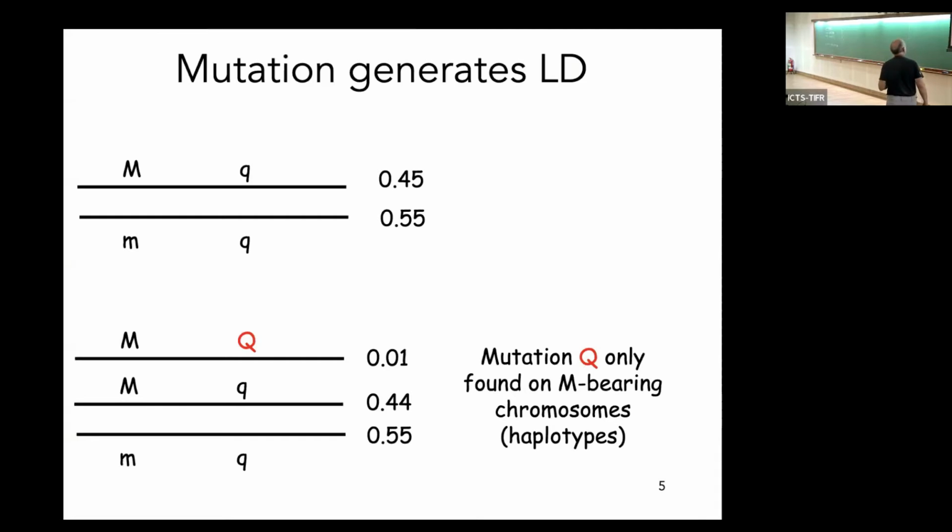Okay, good. So now I've had little q on the M background mutate to big Q. So now here are the frequencies of chromosomes in the population, and what you see is that if I have big M, there's some chance I have a big Q. If I have little m, there's no chance. So if you carry a big M, then on average, you might be just slightly heavier, slightly larger, or have slightly more levels of transcript. So it's a small signal.